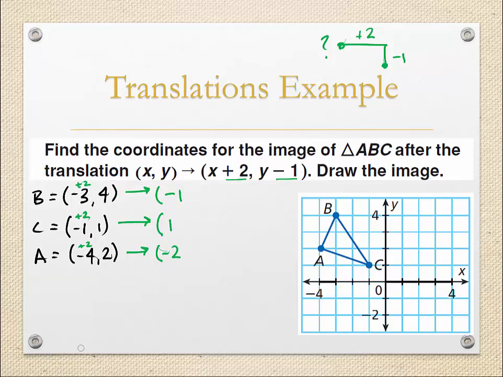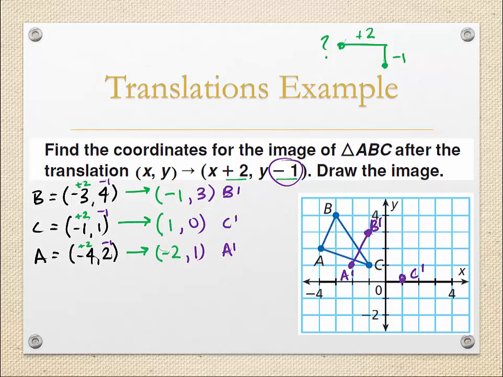And then to each one of the y's, I want to subtract 1. So 4 minus 1 will give me 3. 1 minus 1 will give me 0. And 2 minus 1 will give me 1. So these points right here are B prime, C prime, and A prime. So the first one, (-1, 3), right here, is B prime. (1, 0), here's C prime. And then A prime is (-2, 1).